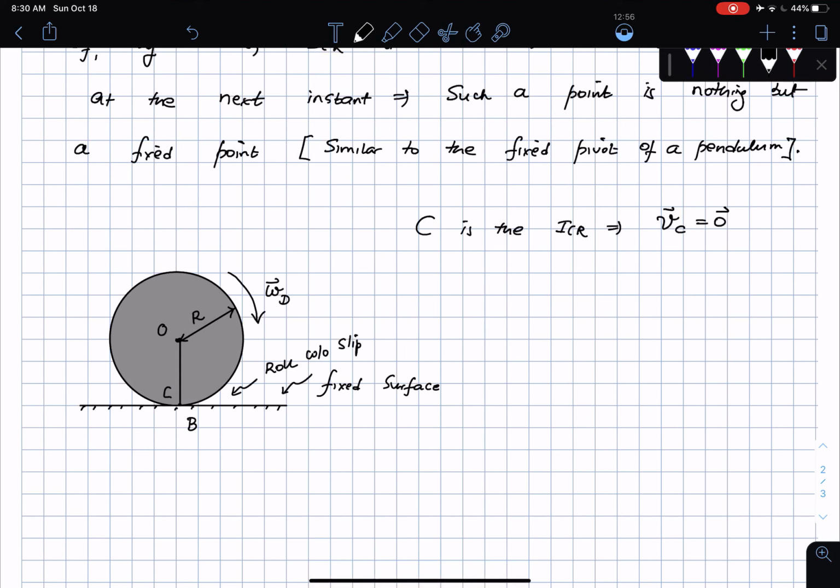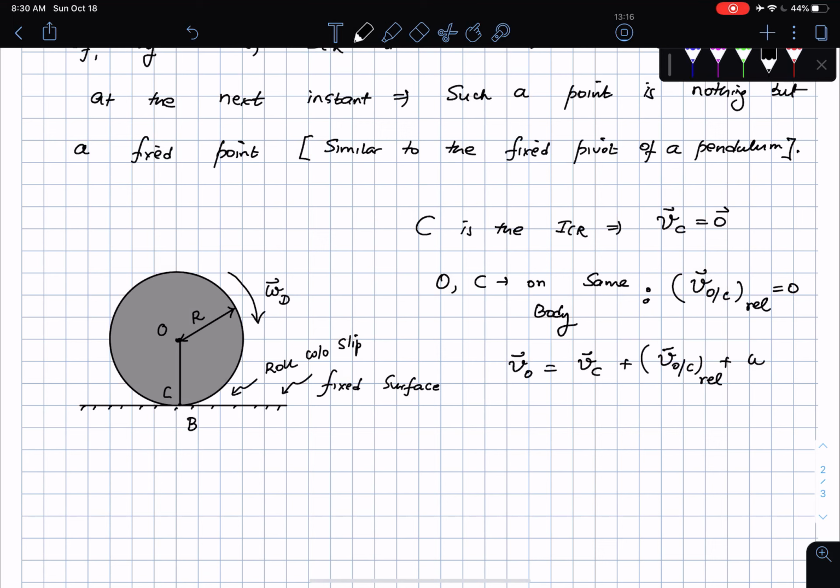Then I can say, okay, point O and C on the same body, which means that velocity of O relative to C is 0 because the distance between them is fixed. And so I can say that velocity of O is velocity of C plus omega disk cross r_O/C. I can cancel off this term, I can cancel off that term, which essentially tells me that velocity of O is going to be omega of the disk crossed with r_O/C.